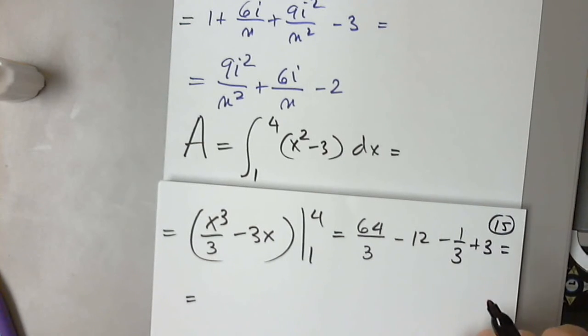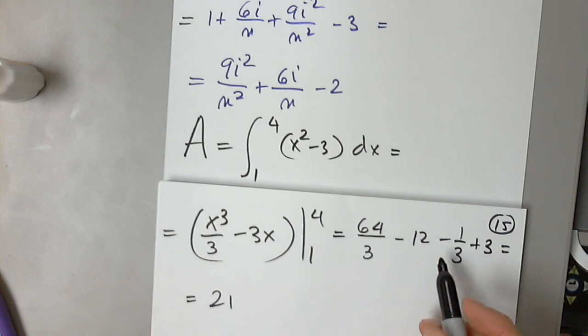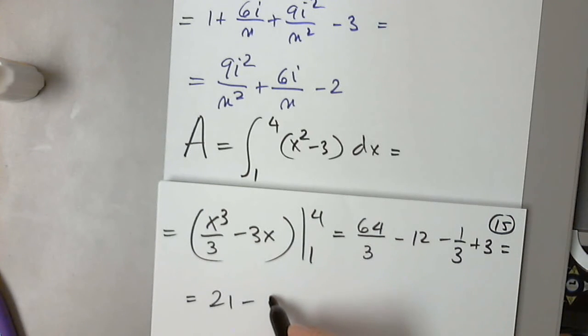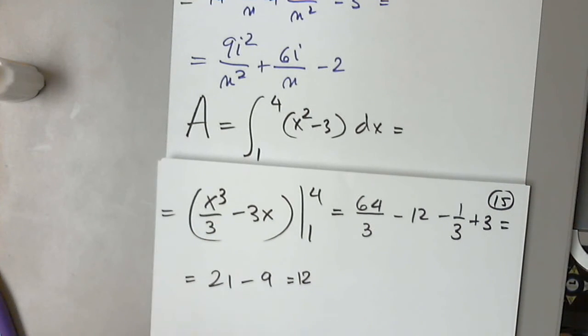64 minus 1 is 63. 63 divided by 3 is 21. And this is minus 9, I think. And I get 20, no, I get 12. So I expect 12.